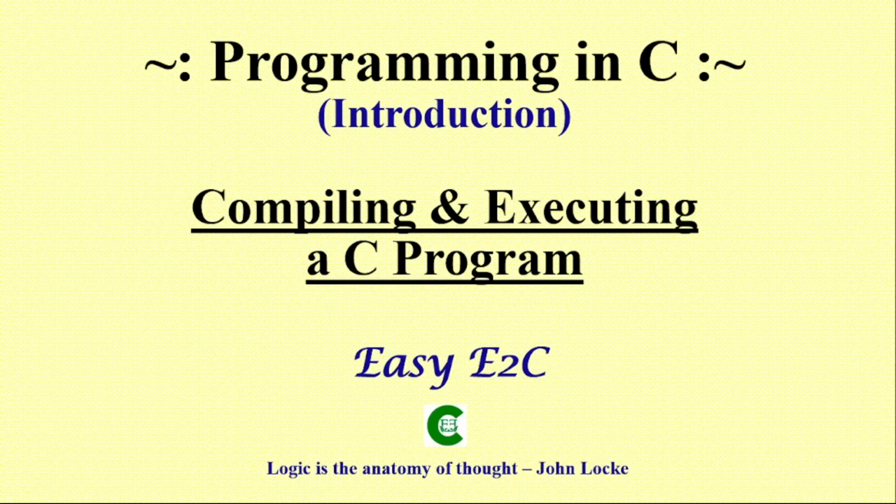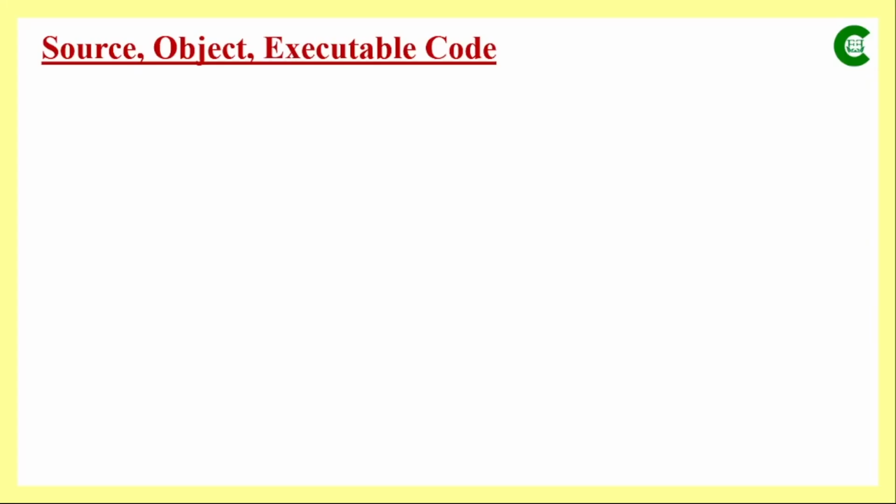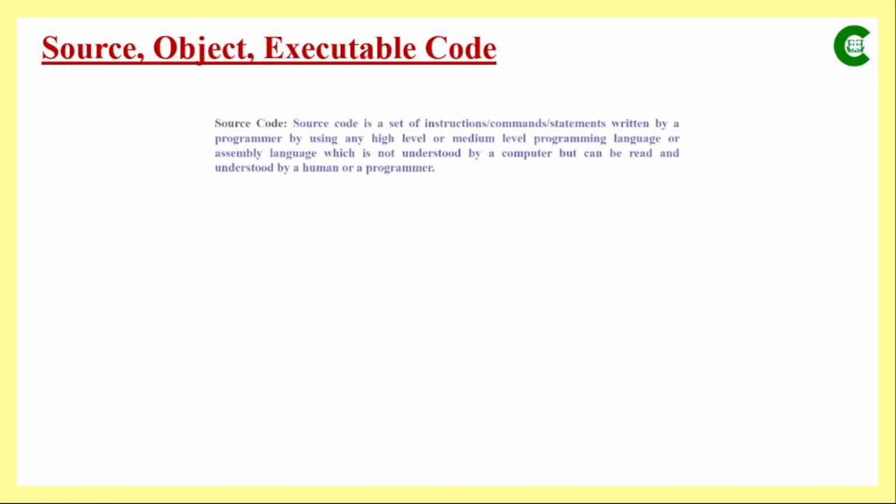Now throughout the whole process we have basically three types of codes. One is source code, then we have object code, and then we have executable code or executable object code. So in today's class we will learn about all those codes and the compilation and execution process. So let's get started. The first one is source code, which I have talked about.